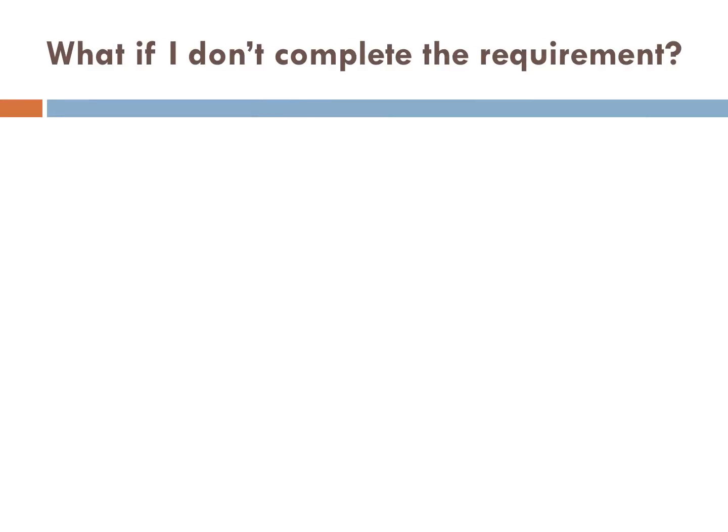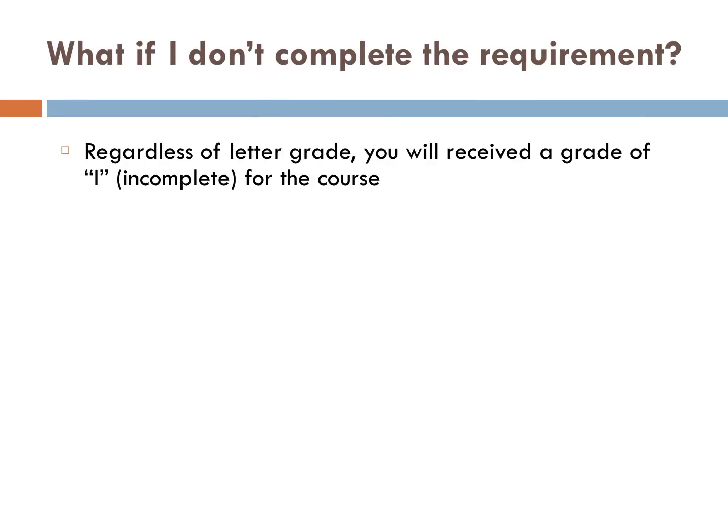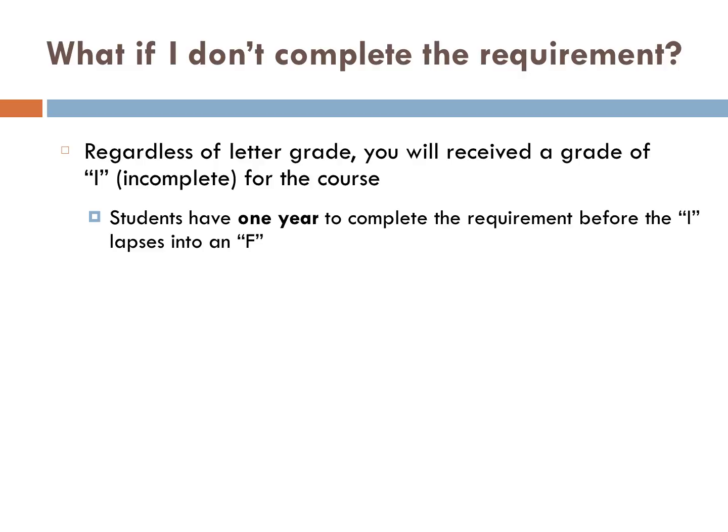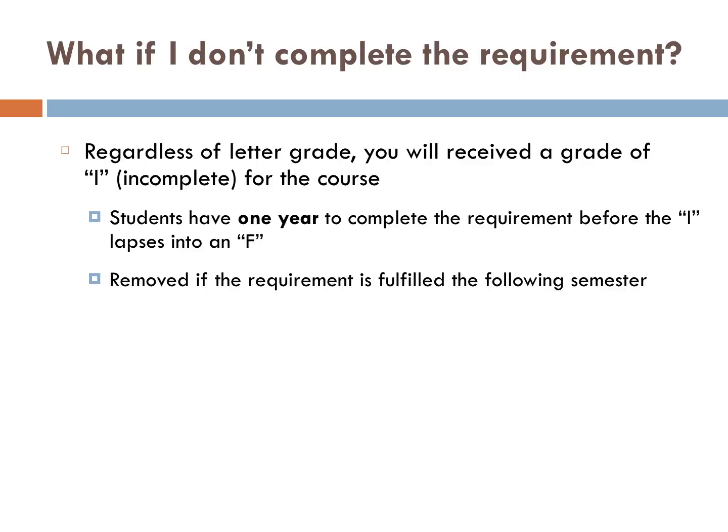Now, what happens if you don't complete the requirement? For Psych 101 students, you will receive an incomplete grade for the course if you do not complete the research requirement. However, students do have 1 year to complete the requirement before the incomplete will lapse into an F. If you don't make up the requirement after that 1 year, unfortunately the incomplete grade will become an F on your transcript. So please do not take the research requirement lightly.